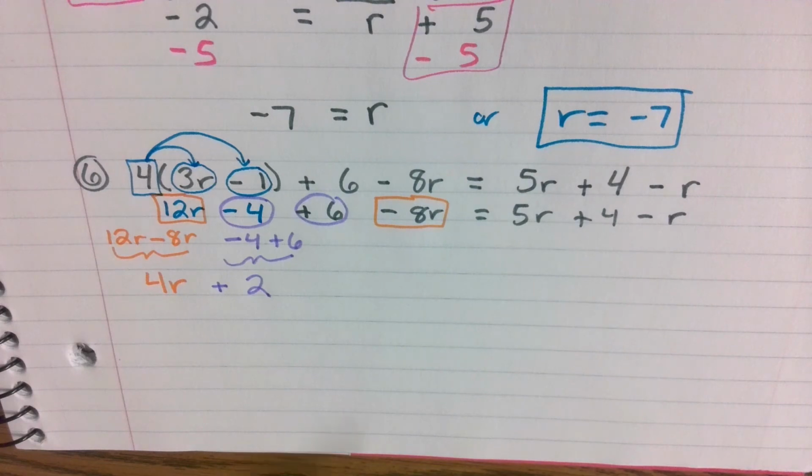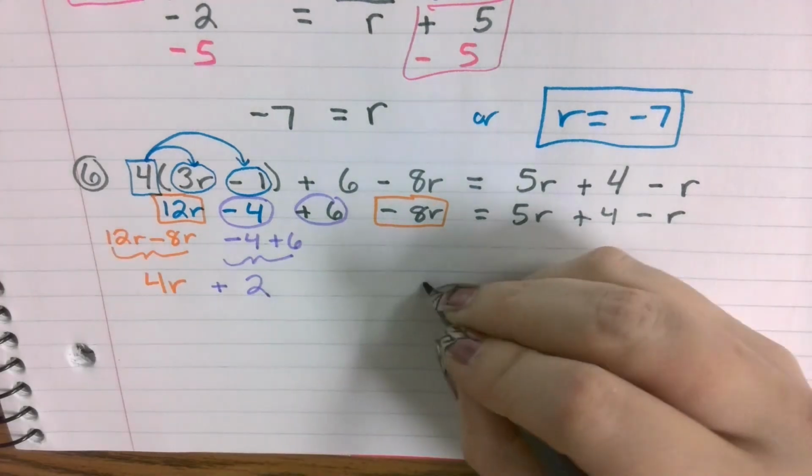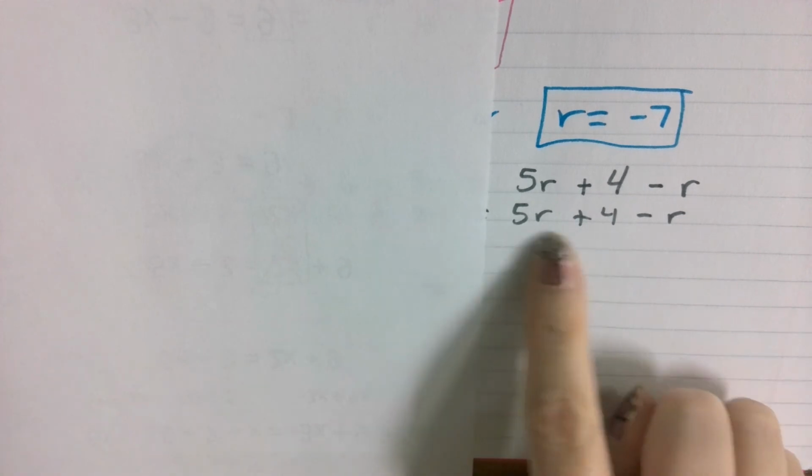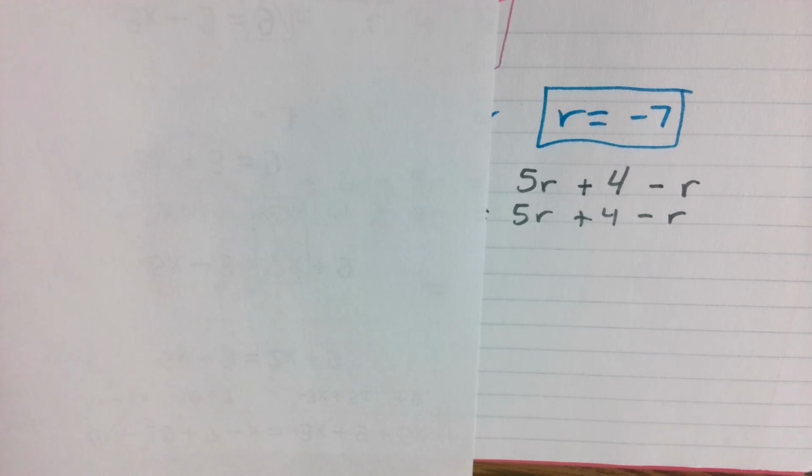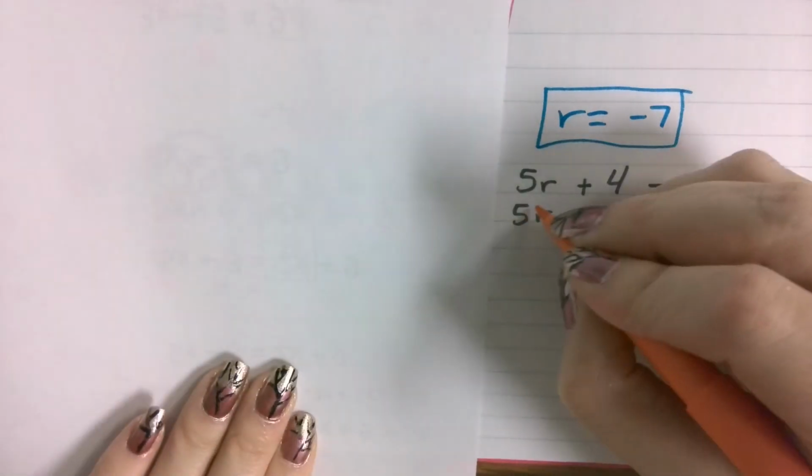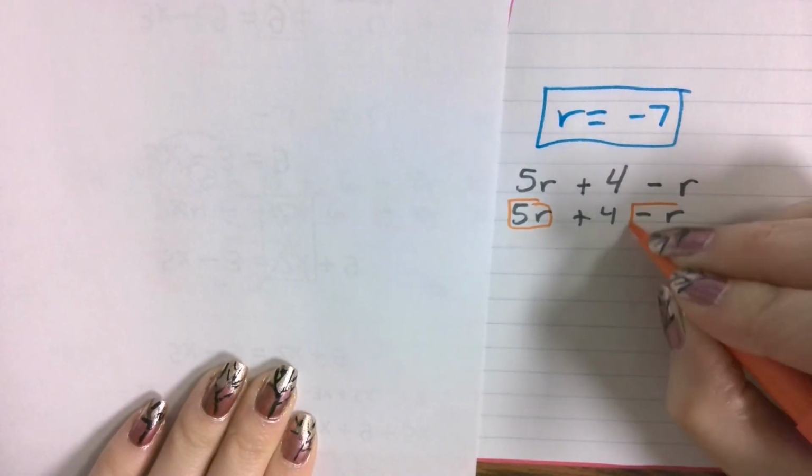Okay, so now I'm going to go to the other side. I'm going to put my equals. Let's look at the other side. 5r plus 4 minus r. What can we do here? Jair? Very good. 5r and negative r.